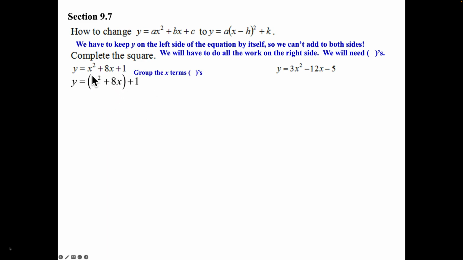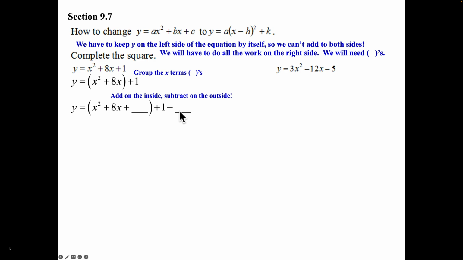So the first thing you want to imagine doing is putting parentheses around your x squared and your 8x, because the plus 1 doesn't help. Next, we're going to put in plus blank on the inside. We're going to add on the inside, but we're going to subtract on the outside. Once you get used to this, you can go from this step to this step right away.